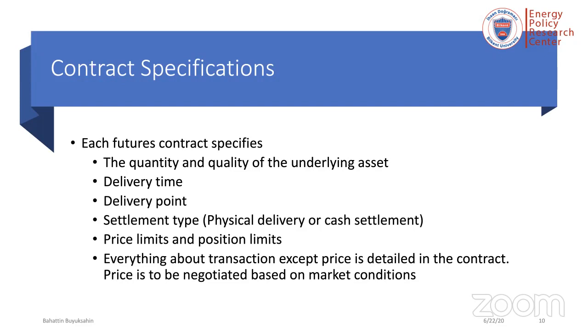The contract size, on the other hand, is 1,000 US barrels, which is 42,000 US gallons of WTI. Each contract is 1,000 barrels of oil.